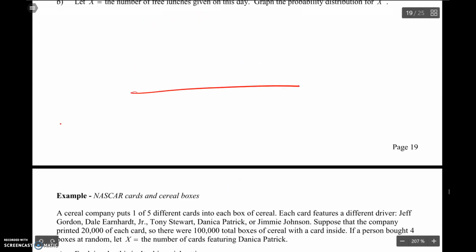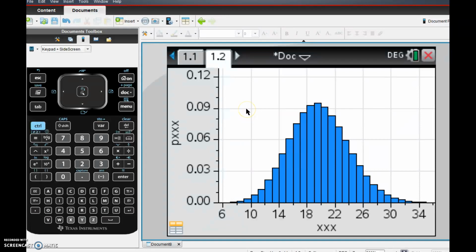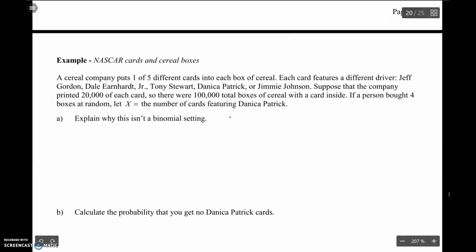Okay, so we kind of looked at distribution. We kind of see that binomial distributions tend to look normal, sometimes at least. Let's look at another example.